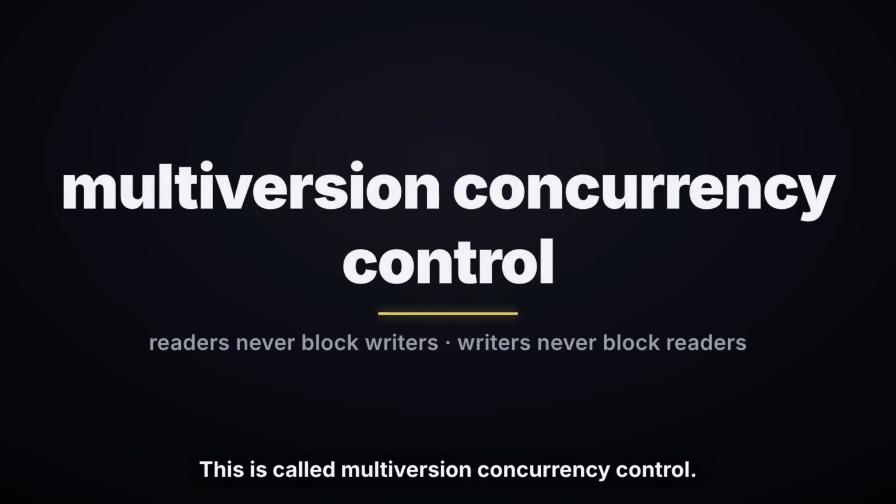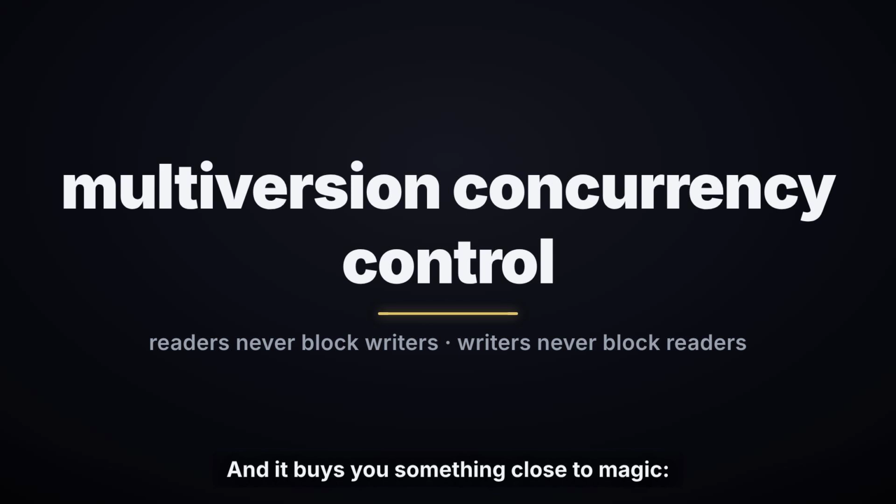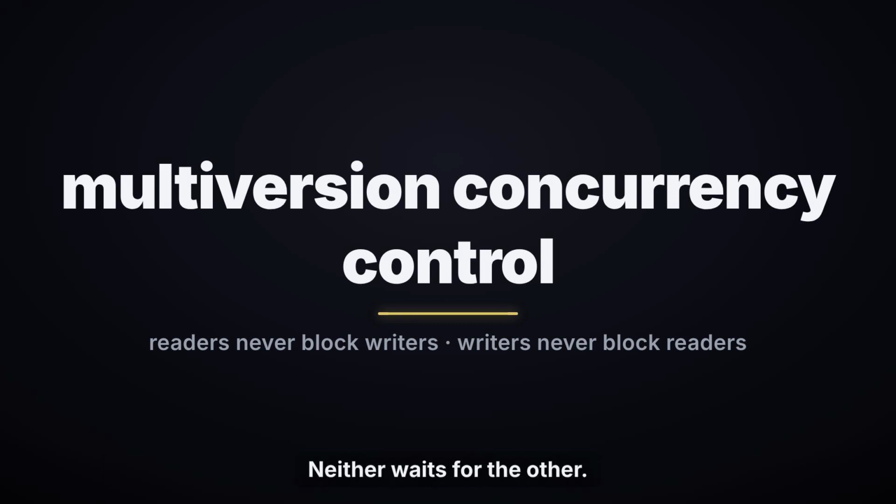This is called multiversion concurrency control. That is the real name. Multiple versions kept side by side so that concurrency, many things happening at once, just works. And it buys you something close to magic. Readers never block writers, and writers never block readers. A reader looks at an old version while a writer builds a new one. Neither waits for the other.